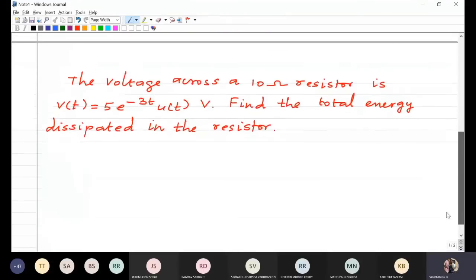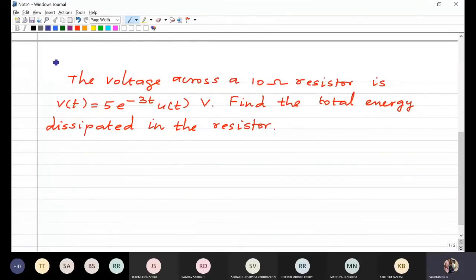We'll go for a very basic example. Please note down this question, we are going to verify Parseval's theorem. The voltage across a 10 ohm resistor is 5 e power minus 3t u(t) volts. Find the total energy dissipated in the resistor. So what we are going to do, we are going to solve the problem in time domain. We are also going to solve the problem in the frequency domain. We are going to show that the result is the same.